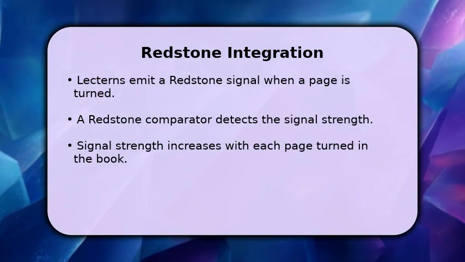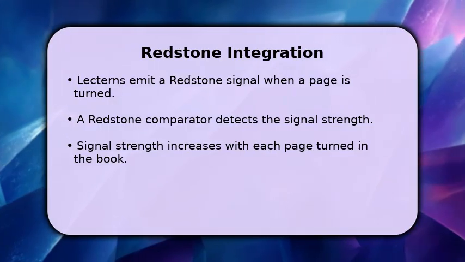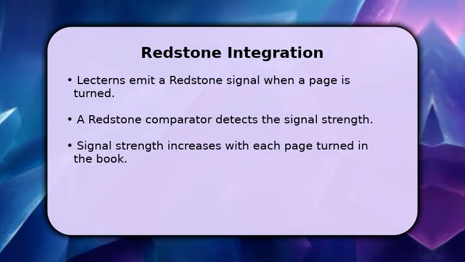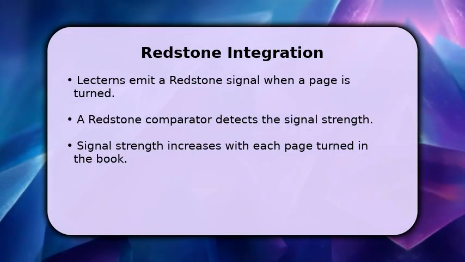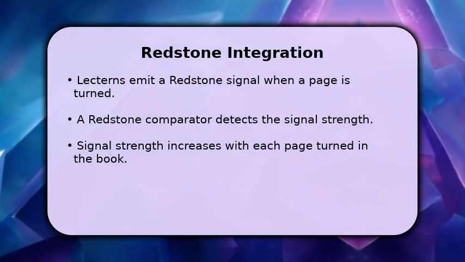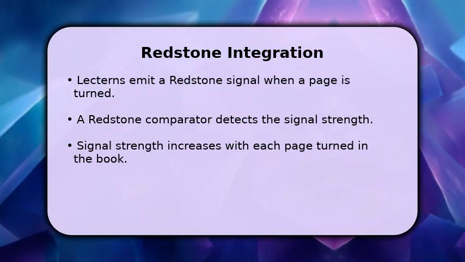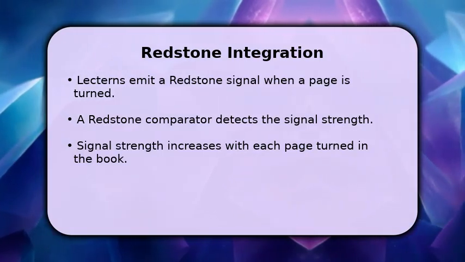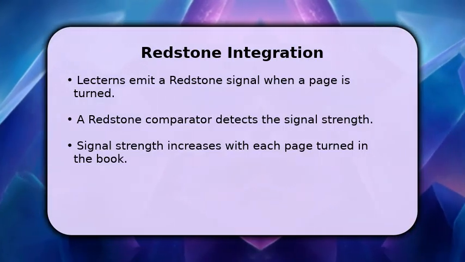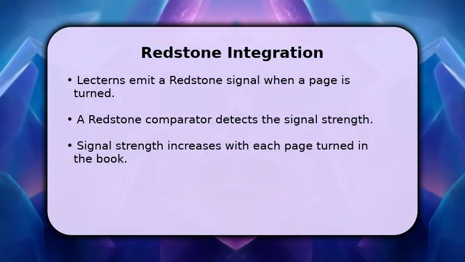Beyond reading and trading, lecterns also have exciting redstone capabilities. When a book is placed on a lectern and a page is turned, it emits a redstone pulse. You can use a redstone comparator placed next to the lectern to detect this signal. The strength of the redstone signal changes based on which page of the book is currently open, allowing for creative automation and complex contraptions.